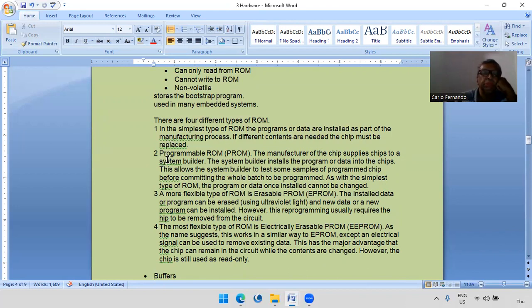That is one type. Then another one is programmable ROM, PROM. The manufacturer of the chip supplies chips to a system builder. The system builder is the computer manufacturer, and the ROM manufacturer gives the chips to this system builder. The system builder installs the program or data into the chips. Into the chip, the program is embedded. This allows the system builder to test some samples of programmed chips before committing the whole batch to be programmed.